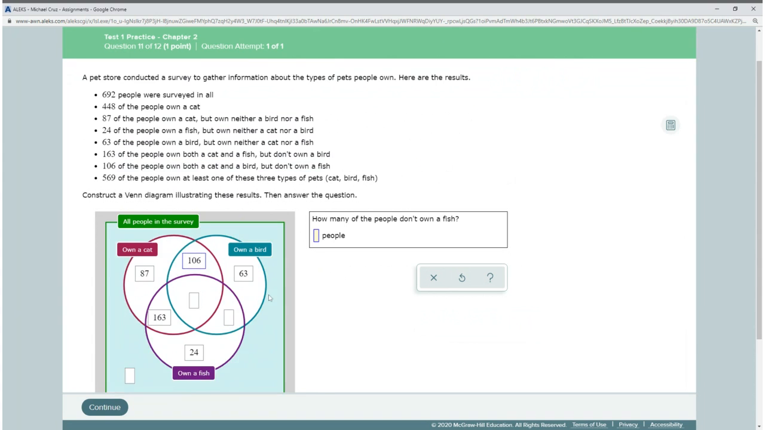All right. Now, they tell us that 448 people own a cat. Well, since we've got those three there already, we can add those up. So 106, 87, 163, and then we're going to subtract from 448. And that means the final square has to be 92 because all of those inside the red circle have to add up to 448.